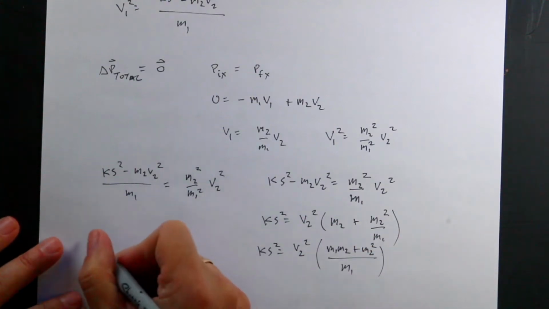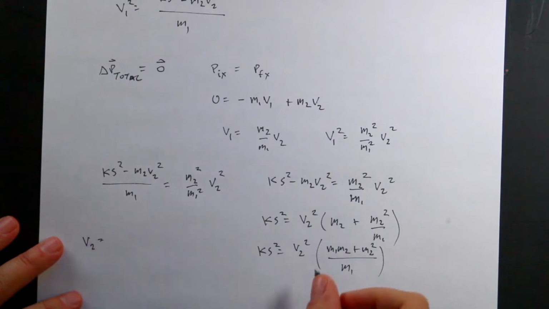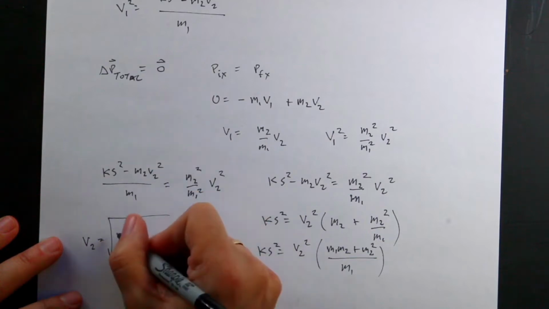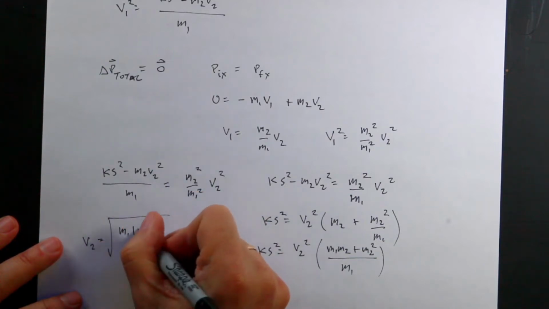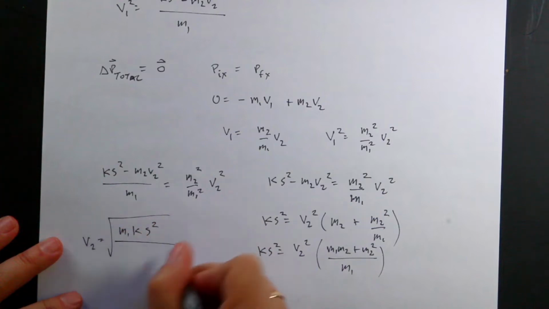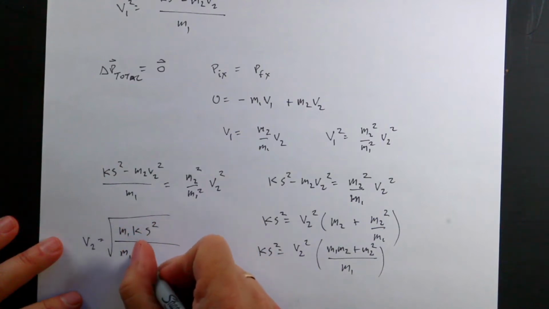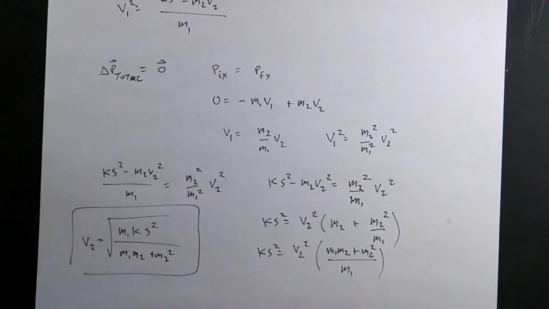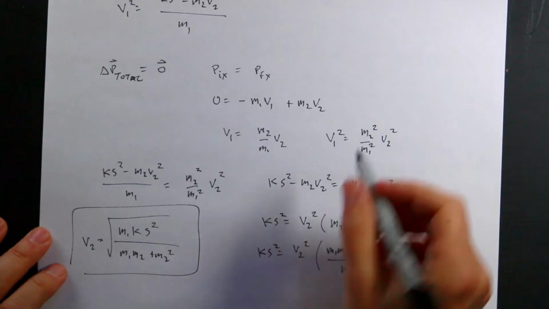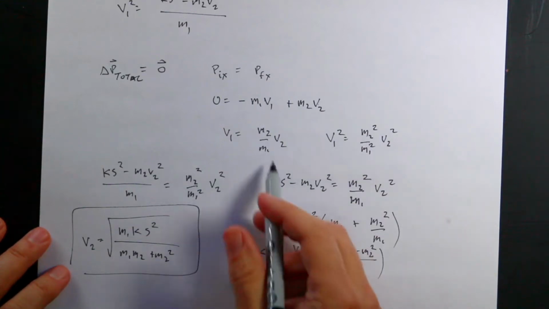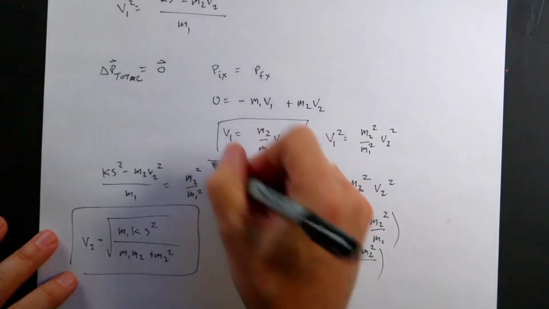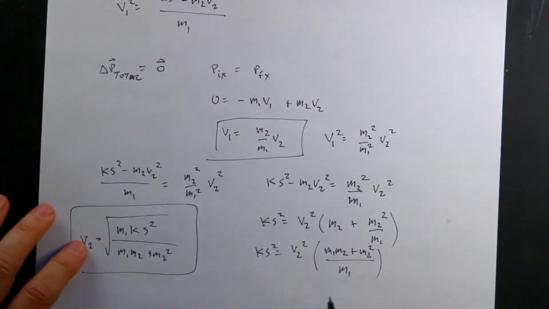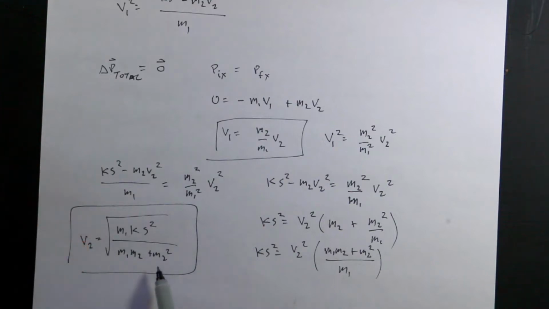And then from that I get v2 equals, I can just multiply by the reciprocal of this and take the square root. So I get the square root of m1 ks squared, all of that over (m1 m2 plus m2 squared). So that's my v2, and then v1 from before is up here. Let me see if that's what I got before. v2 square root, yeah, good, okay.